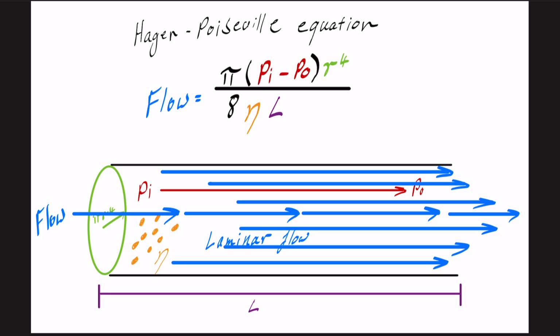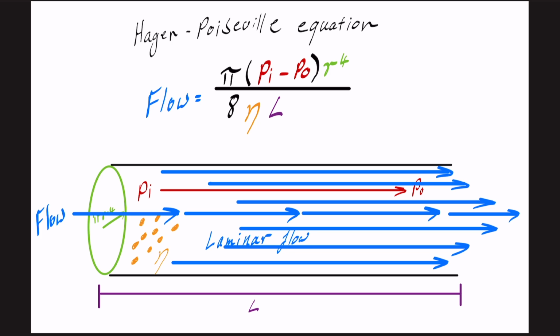It's also important to mention here the term pi over 8 is obtained by a constant from the mathematical relationship of volume passing per unit time, and that's why it's pi over 8.